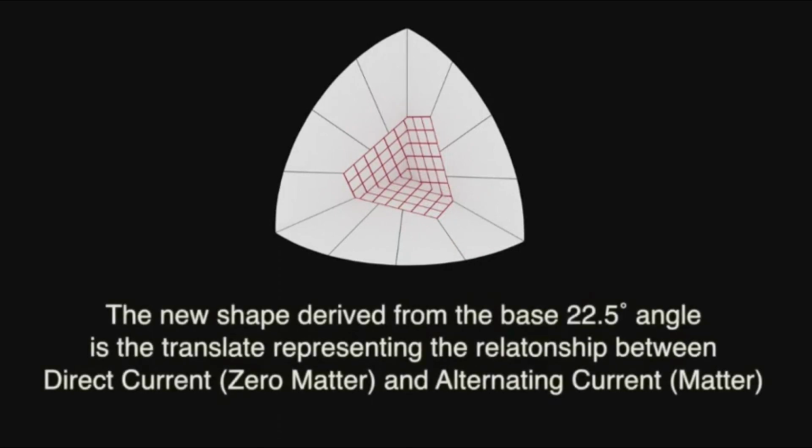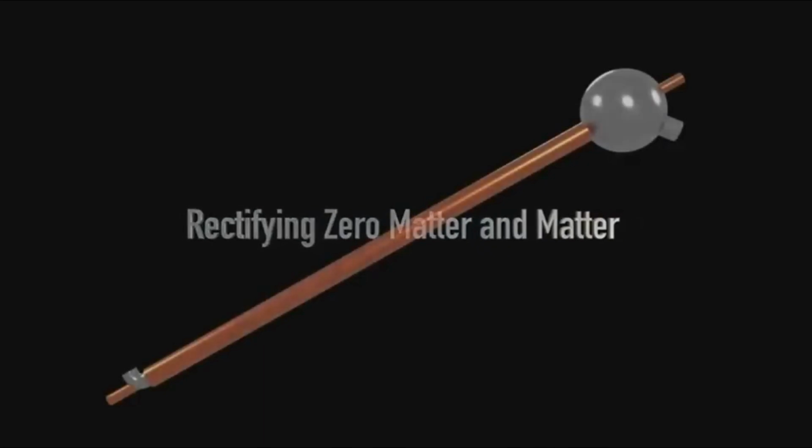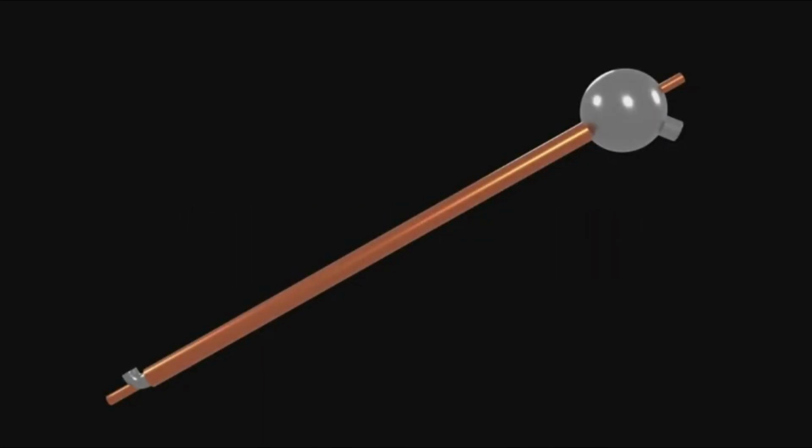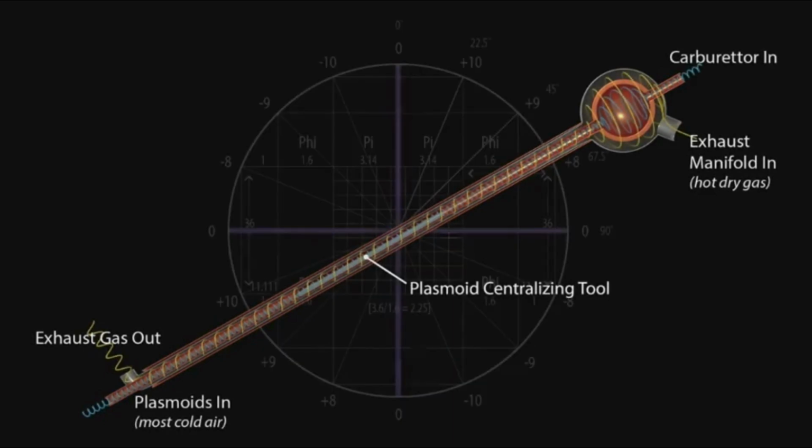The new shape derived from the base 22.5-degree angle is the translate representing the relationship between direct current, which is zero matter, and alternating current, which is matter. Rectifying the zero matter, which operates on a base of 12, and matter, which operates on a base of 16, is essential to any torus spiral collision-based fusion device capable of operating at room temperature or above. This principle is demonstrated by the operation of our Plasmoid thunderstorm generator.